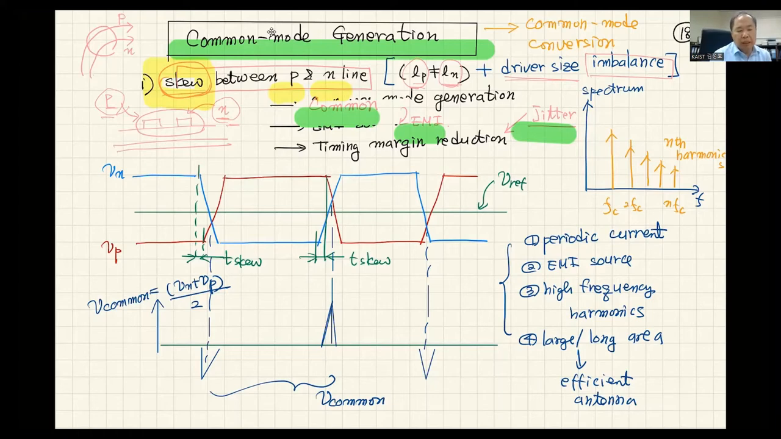So there are many situations when we have this kind of skew between P and N lines. So when you are designing high-speed interconnection on your PCB or inside the chip, you gotta carefully control the length difference and driver size differences in your differential line driving.